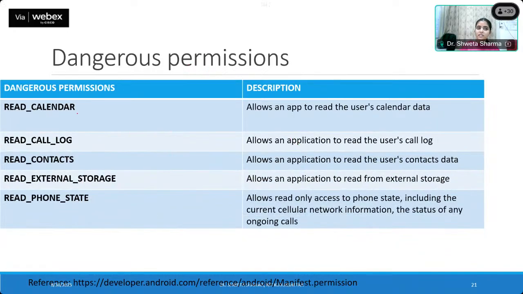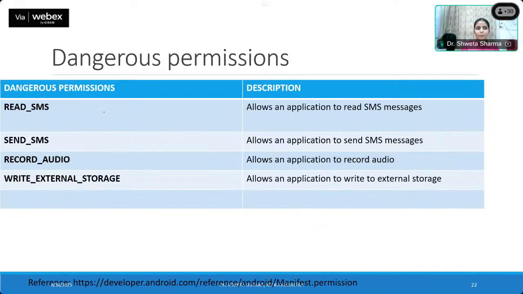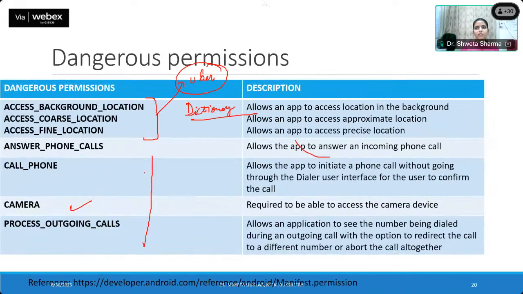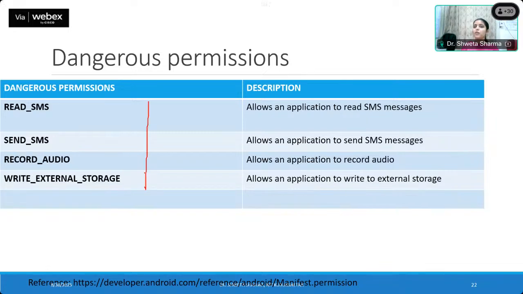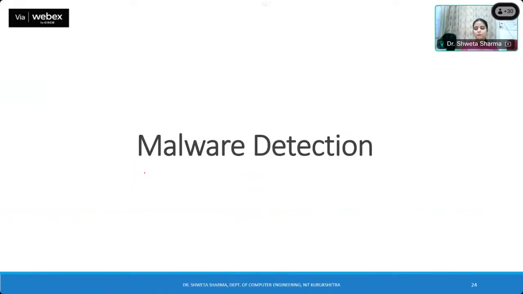Here you can also see these permissions come under dangerous permissions because they are reading your storage and phone state. Reading your SMS, sending SMS, recording audio, and writing to your external storage should be used by you only, but they are used by malicious applications. That also comes under dangerous permissions. So this is basically the list of dangerous permissions, and we should be very careful whenever we give these permissions to any particular application.